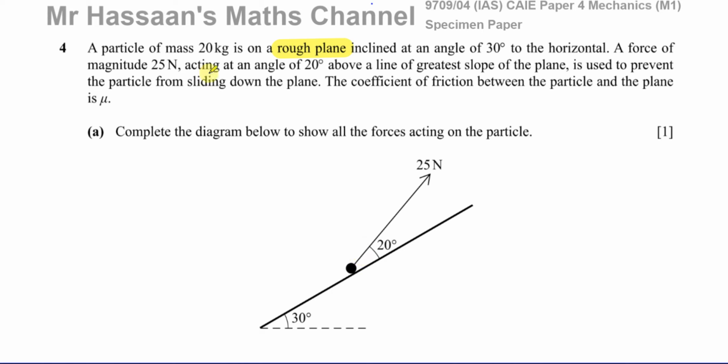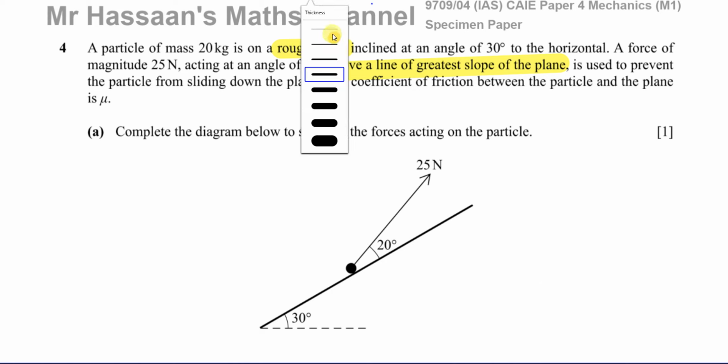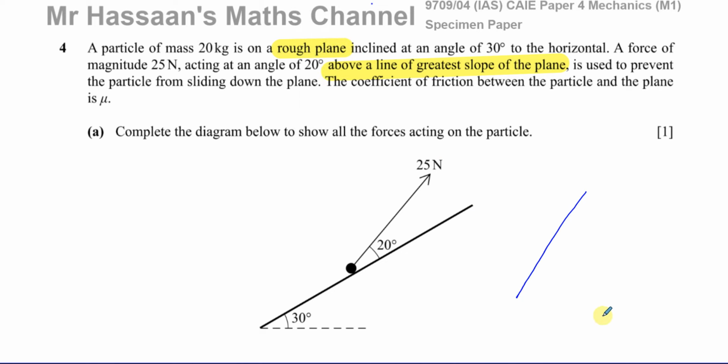Some people don't understand what it means here: at an angle of 20 degrees above a line of greatest slope of the plane. A lot of students don't understand what that means. It doesn't really affect the question too much, but for your understanding, just suppose we're looking at the plane side on. All right, so say this is the plane, like a ramp. We're looking at it side on. So this particle is at rest somewhere on this plane, and there's a force that's pulling it up.